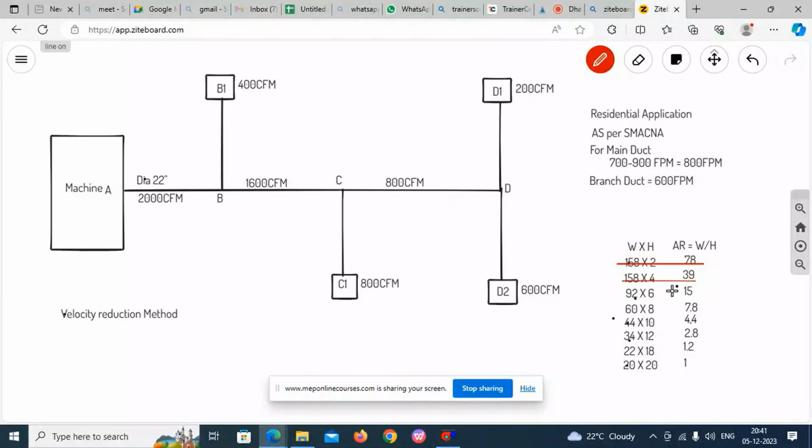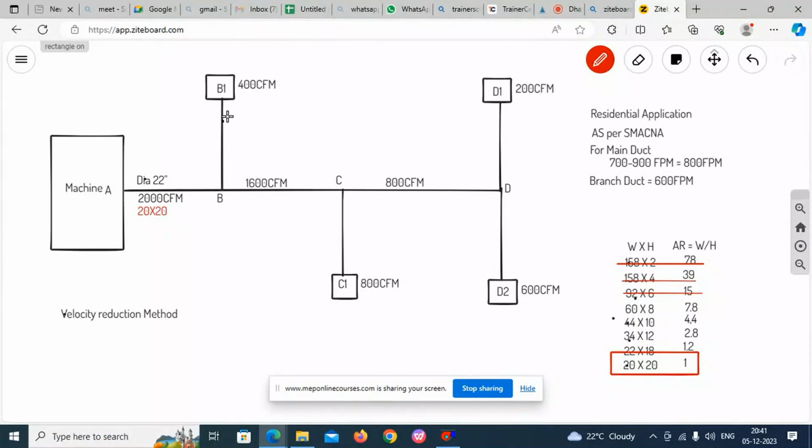This duct size we won't consider, and this duct size also we won't consider. Why? Because it is more than 9. Now, the aspect ratio which is close to 1 or equal to 1 is the most preferred duct. This is equal to 1. Therefore, the duct size will be 20 inch by 20 inch, so that we get the square duct.